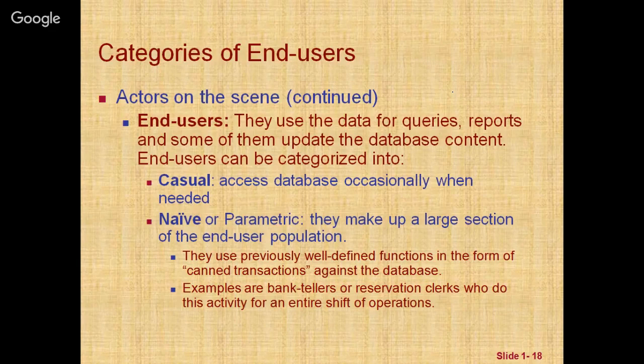The naive or the parametric end users. Their main job function revolves around constantly querying and updating the database using standard types of queries and updates called canned transactions. So examples are bank tellers or reservation clerks who do this activity for the entire shift of operations.